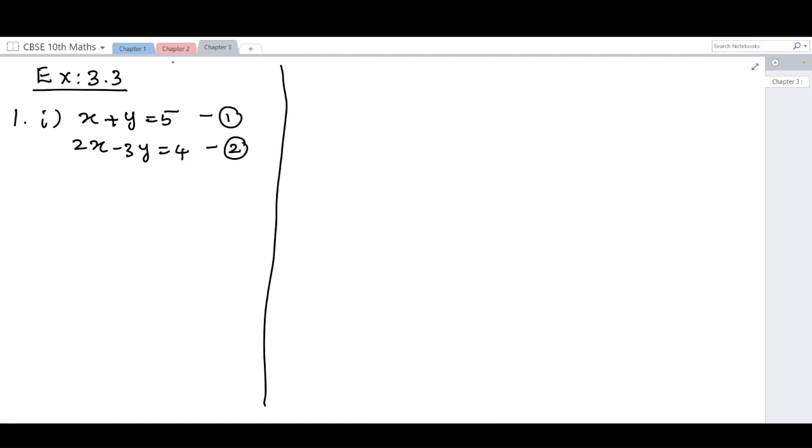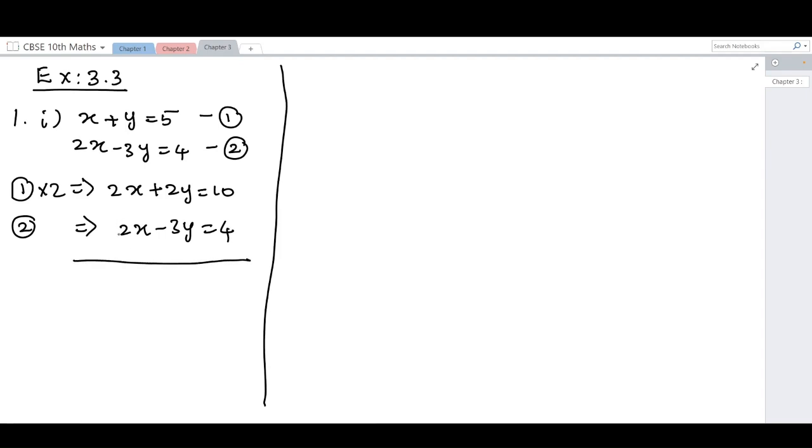Now let me fix the variable to be x. So in order to eliminate x, I want to make the coefficients of x the same in both the equations. So I am going to multiply the first equation by 2. So I will be resulted with 2x plus 2y equal to 10. And the second equation I am just going to take as such. So I will get 2x minus 3y equal to 4.